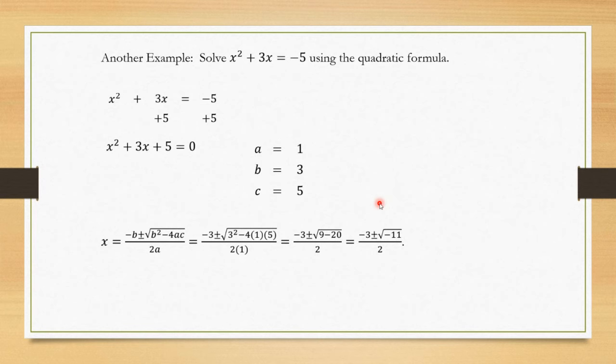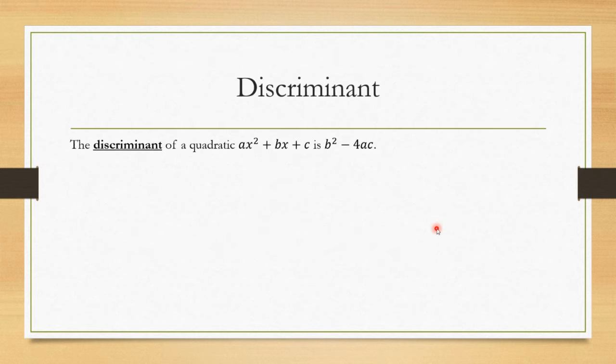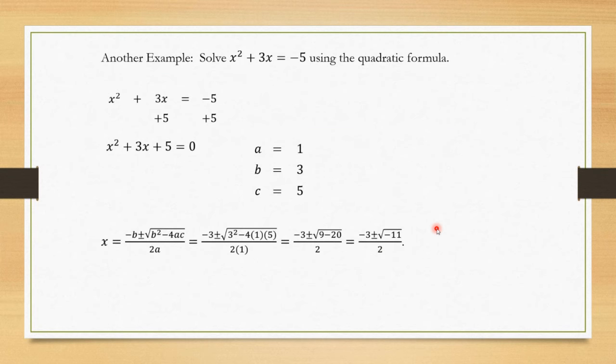So since we're not dealing with complex numbers, this tells us that we have no solutions, because the square root of a negative is not defined. It's not a real number. So it follows that there are no solutions here.